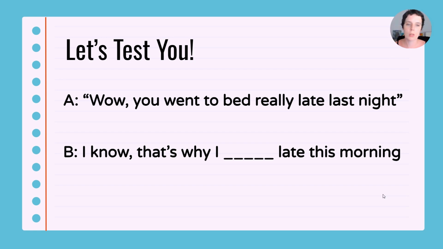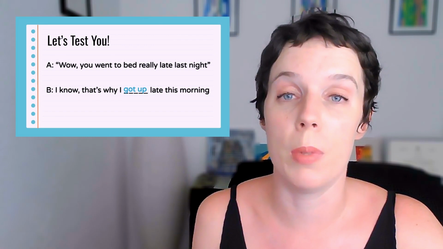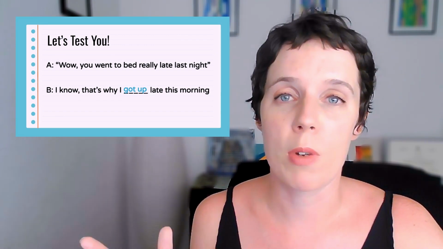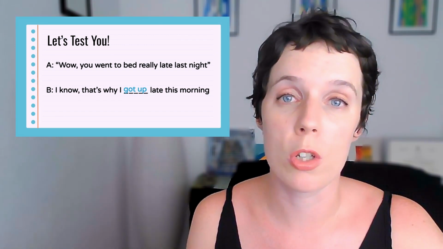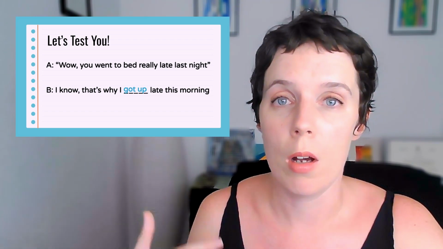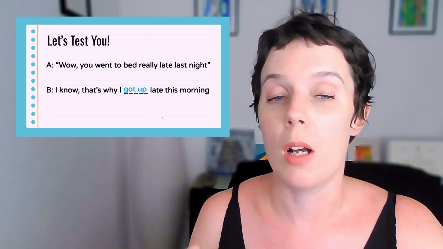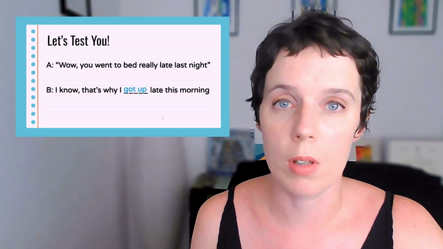Okay, the answer was get up, of course, or got up in the past. I know, that's why I got up late this morning. Remember as well that phrasal verbs change just like normal verbs do. You have to conjugate them into different tenses depending on if you're talking in the present or the past or the future. So this would be I got up late this morning rather than get up.